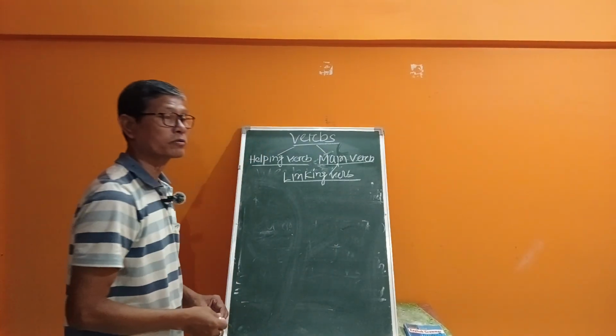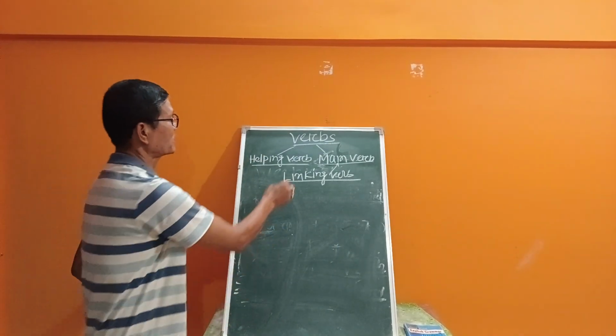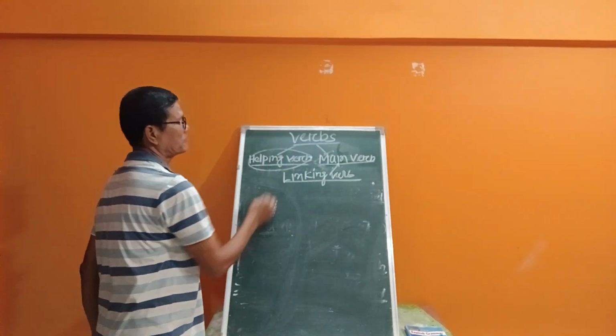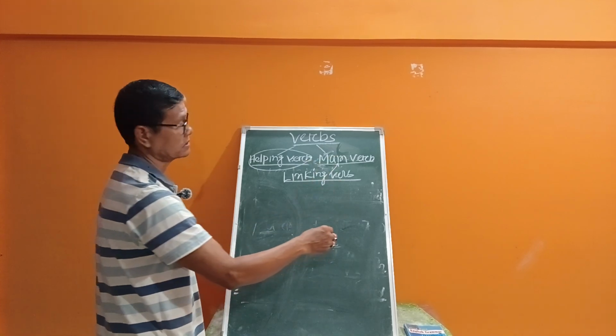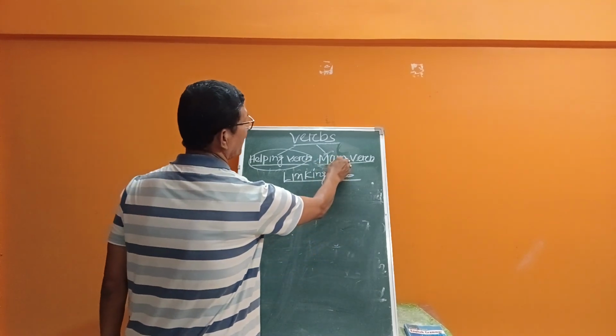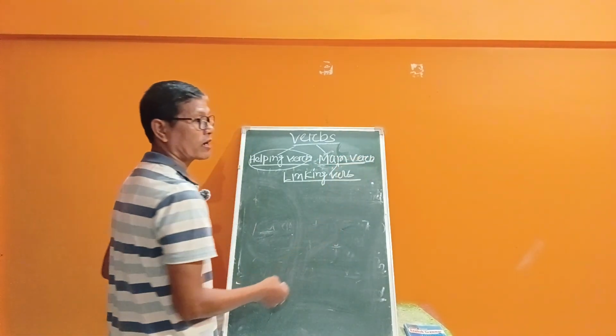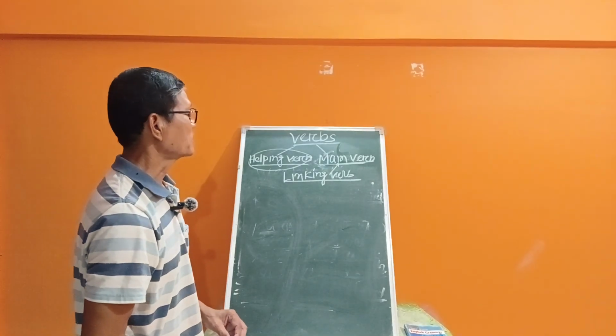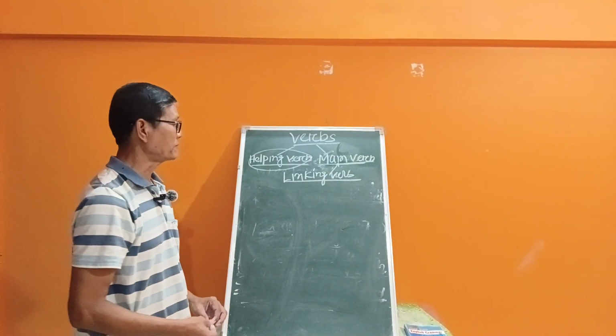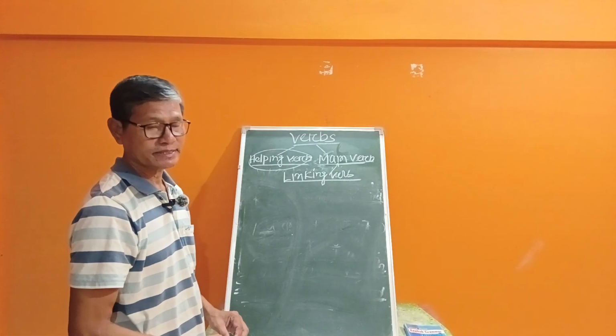Now we are discussing the main verb, not the helping verb. We are discussing the types, the kinds of main verb. The first is the transitive and intransitive verb.